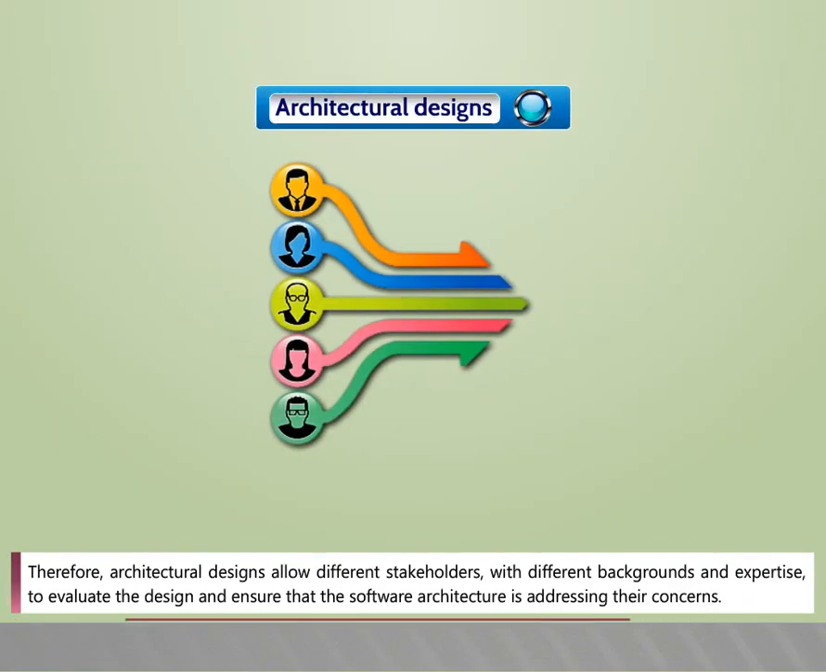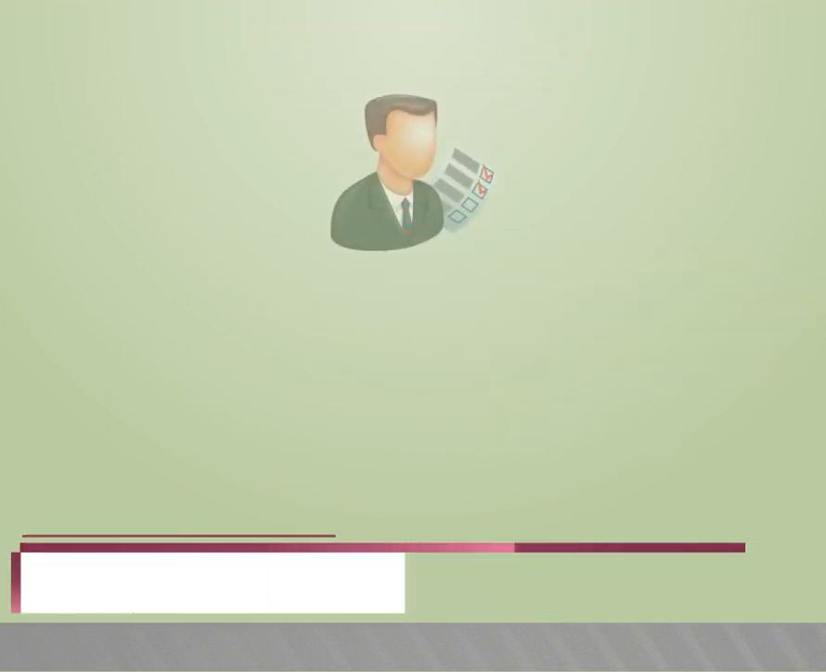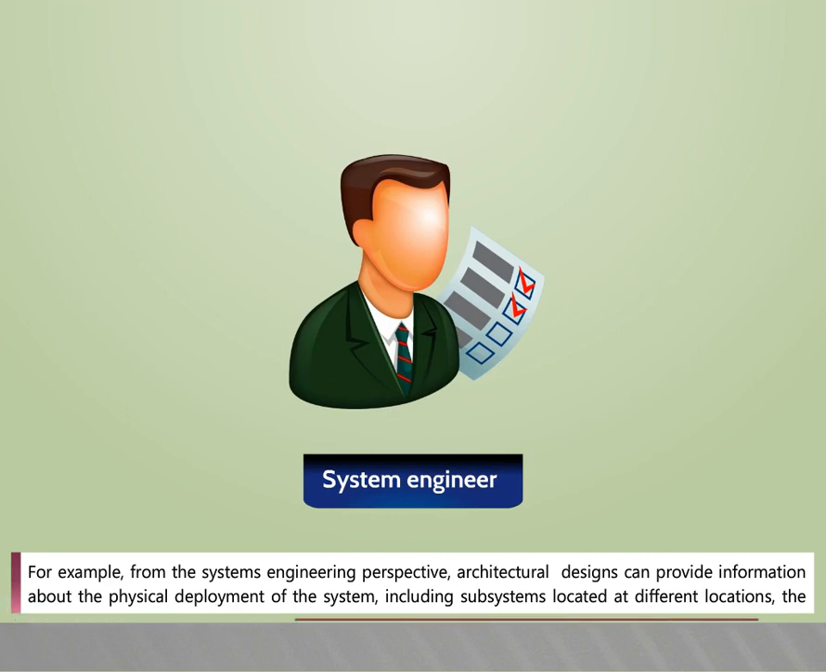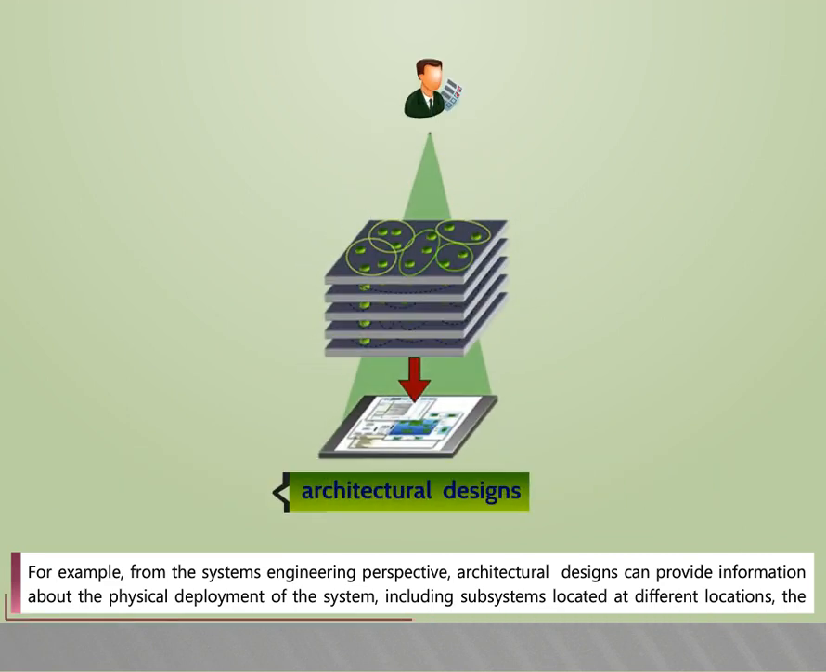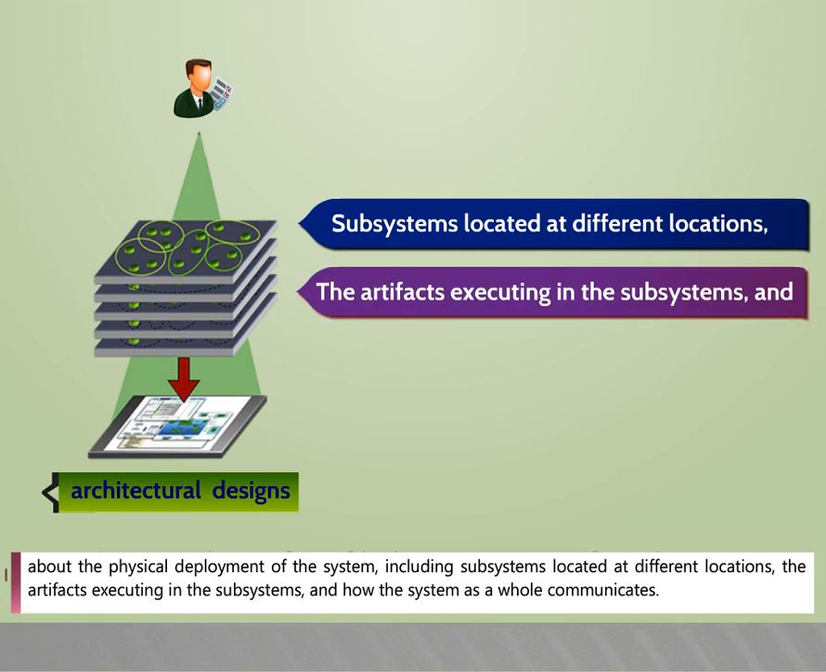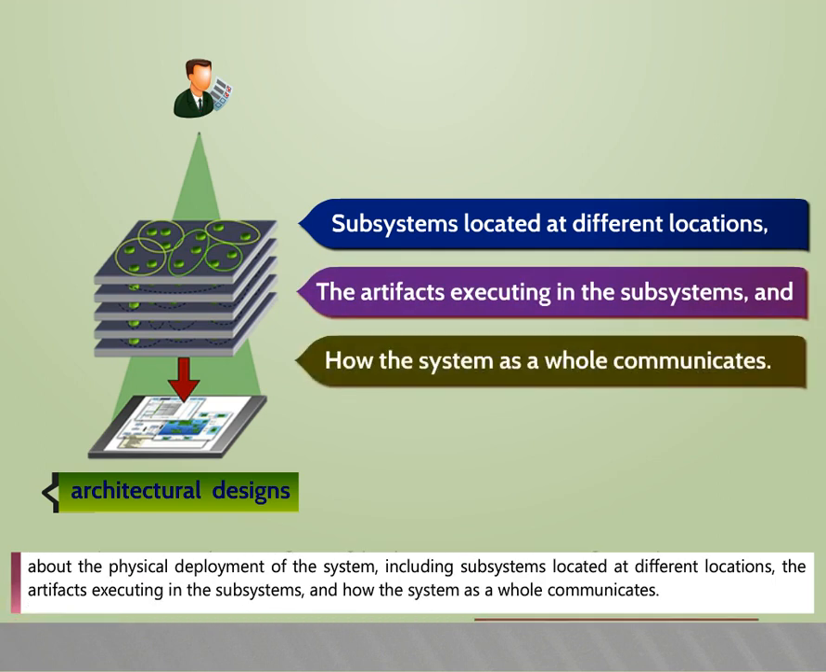Therefore, architectural designs allow different stakeholders with different backgrounds and expertise to evaluate the design and ensure that the software architecture is addressing their concerns. For example, from the systems engineering perspective, architectural designs can provide information about the physical deployment of the system, including subsystems located at different locations, the artifacts executing in the subsystems, and how the system as a whole communicates.